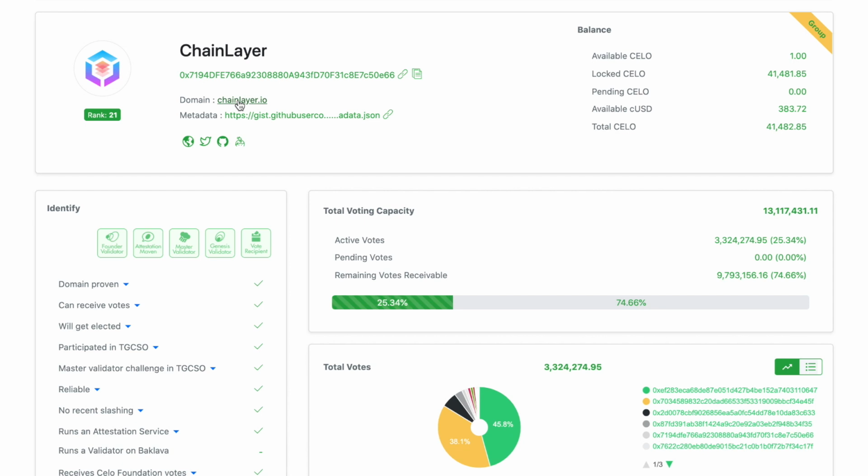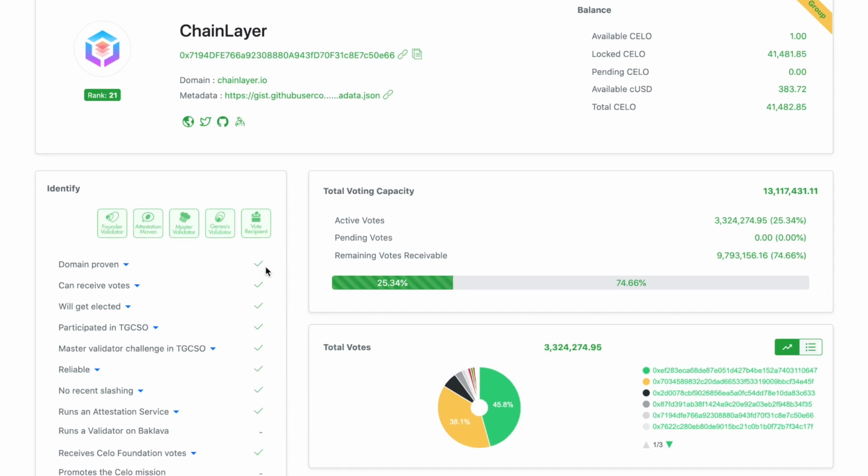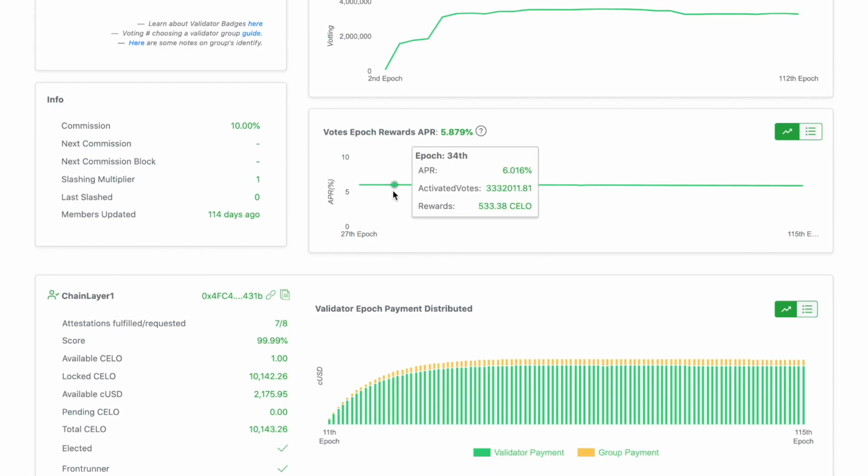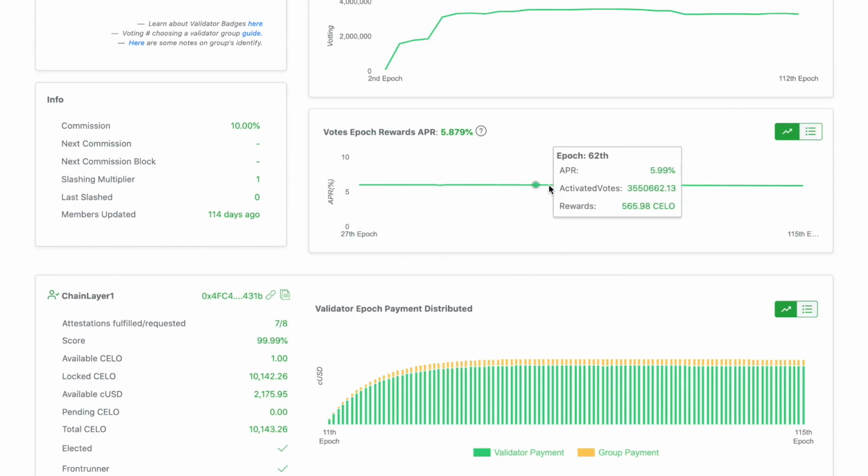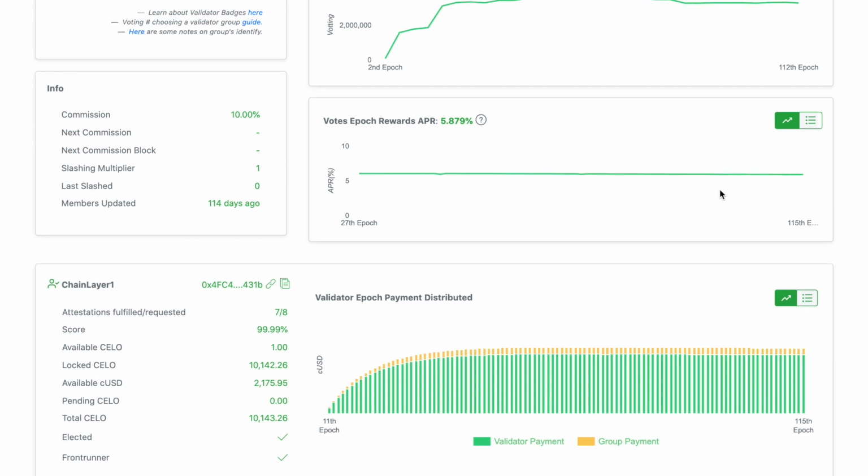Number 1, I will look at their website, then move on to understanding the validator badges that they receive, because each one of them tells a story. Later, I will go down this list to see if there's any red flag. As a voter, I would care about the rewards they're generating. This shows how consistent ChainLayer is at giving rewards to its stakers. Later, I will also look at the attestation they fulfilled, as well as the validator score for each one of them.